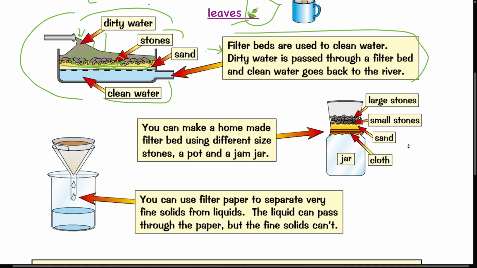And if we look here in this picture, we have a jar. That's why we have the name here. There is a jar. And again, we have descriptions of the materials that are here on this picture. So let's see. We have large stones, which are normal stones, but large. We have small stones, a lot under the large stones. We have sand again, right? And under that we have a cloth.